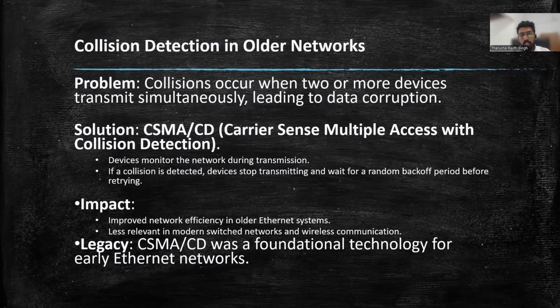So here's how it works. Before transmitting, a device listens to the network to check if the medium is busy, and if the medium is idle, just like in the previous discussion, the device starts transmitting. During the transmission, the device continues to monitor the network for collisions, and if a collision is detected, the devices involved stop transmitting and wait for a random backoff period before retrying.